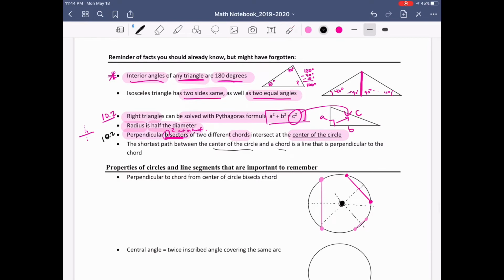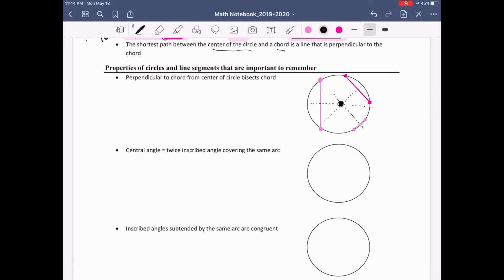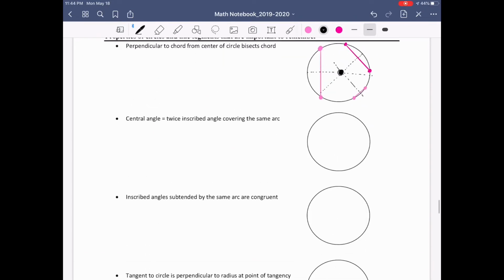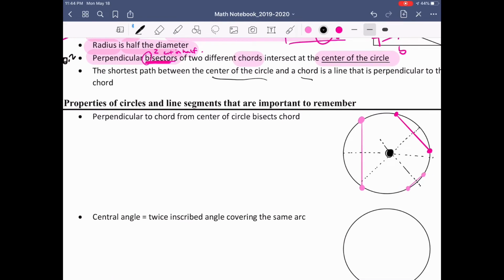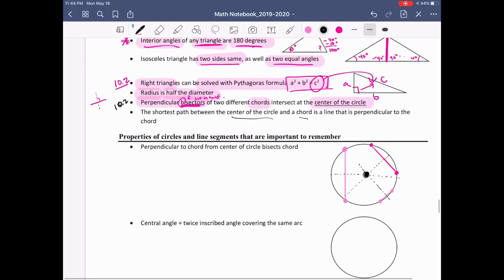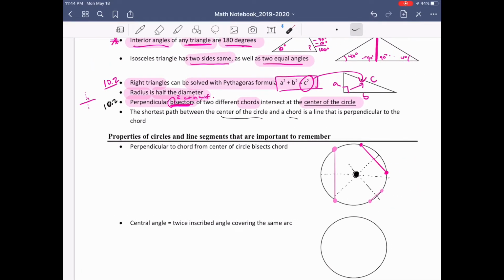Okay, so our last thing that we're going to talk about is four properties of circles and line segments that are important to remember. And some of them we already just talked about. So the first one says that the perpendicular line to a chord from the center bisects the chord. So this is the same thing. This is saying the same thing as this point right here.